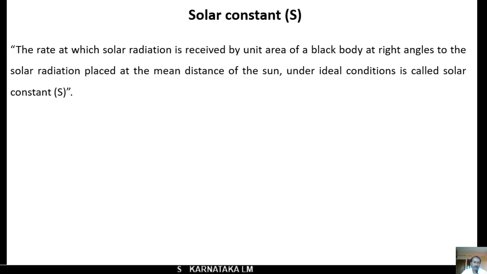From the quantity of heat radiations received by the earth, it is possible to estimate the temperature of the sun. Therefore, to determine the value of a constant called solar constant, certain ideal conditions are taken into consideration.